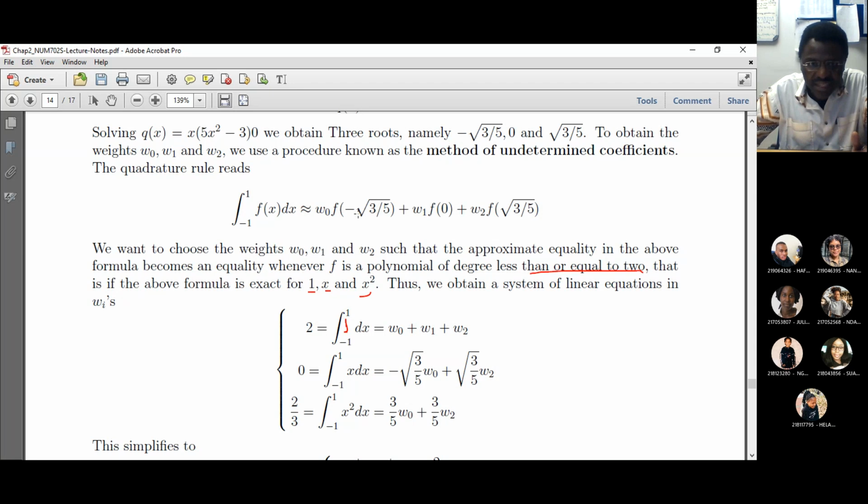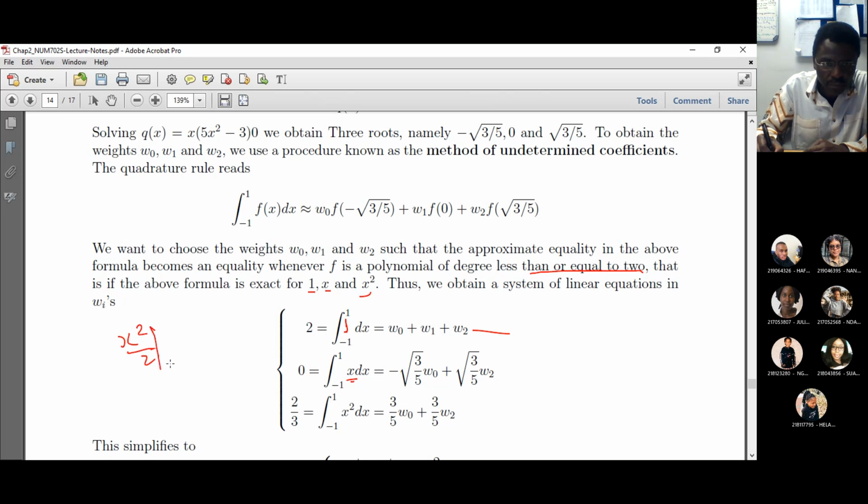Now, if we put 1 here, it will be W0 times 1, which is W0, plus W1 times 1, plus W2 times 1. Now, if I integrate 1 from -1 to 1, it is 2. So this is my first equation. Now, if I take f of x equal to x, the antiderivative is x squared by 2, from -1 to 1. So this integral is 0.